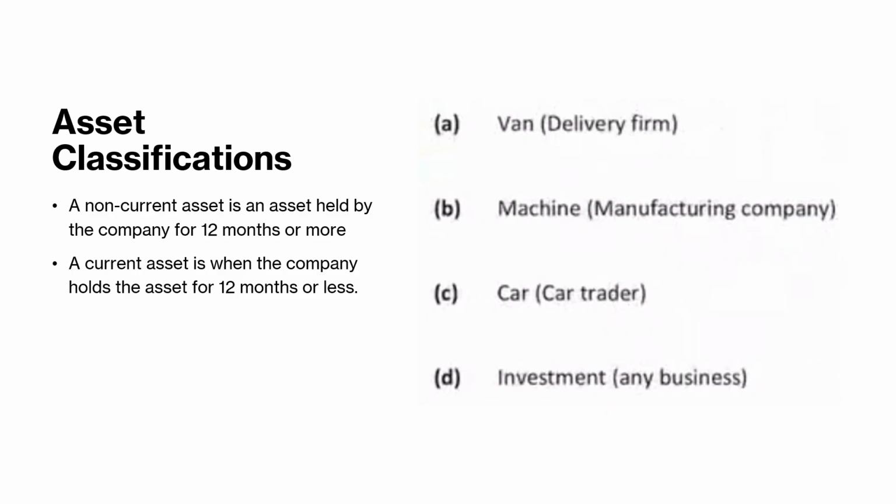Okay, so now that you've done attempting these questions that I gave you, let's quickly run through them. A van, it would be a non-current asset as it is for a delivery firm, and it will last for 12 months or more. Machinery is a non-current asset as they're using the machine to manufacture, so it will be held for long term. And a car. Cars you are trying to sell, this is inventory and is a current asset because you're buying it to sell it. Realistically, this specific company or any company won't hold inventory for more than a year.